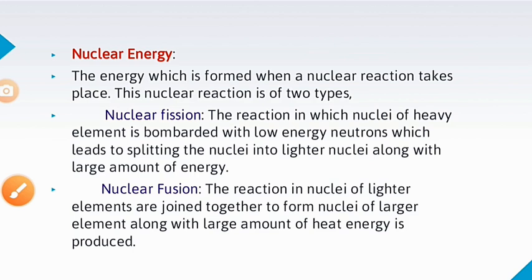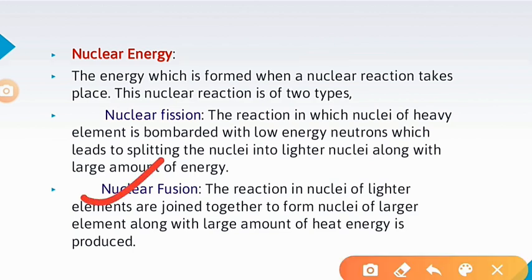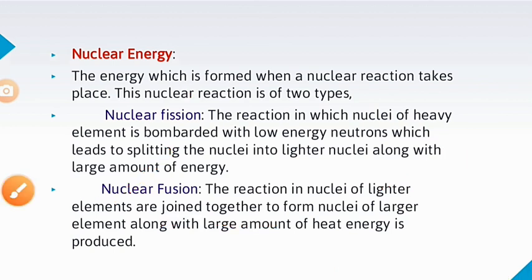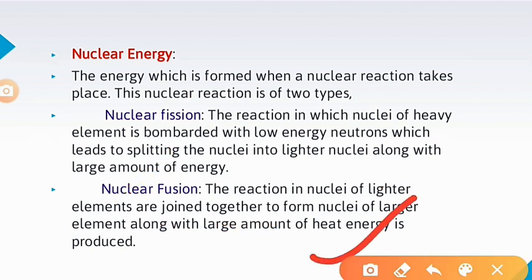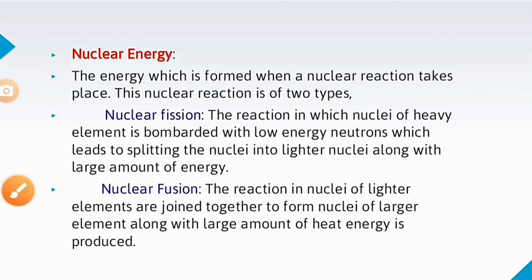The second type is our nuclear fusion. Nuclear fusion means the reverse of nuclear fission. In nuclear fusion, what we will do? We will join the nuclei of lighter elements. When we join them to form the nucleus of a larger element, a large amount of heat energy will be produced. With that, the same process follows, and we produce electricity. That is about our nuclear energy.